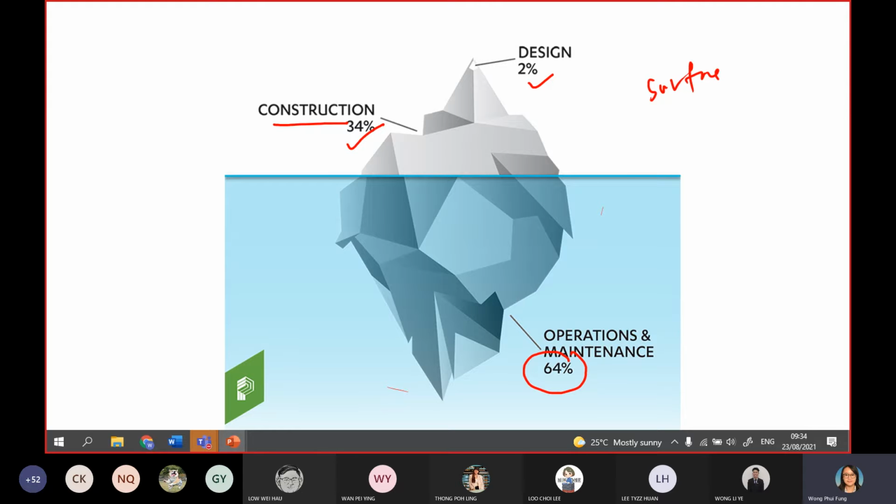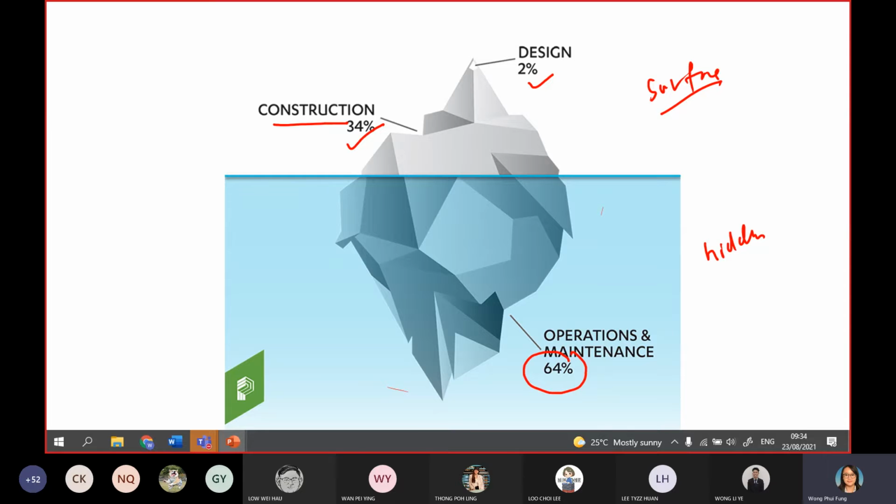So normally what we see is we only see the surface, the initial cost. We only say, hey, we want to cut down the construction cost. We want to cut down the design cost. So very commonly for a project, they only think about the surface. But based on the theory, we should also think about the hidden cost. The hidden, the underneath cost, the future maintenance cost actually form a larger portion of the cost as compared to the design and also the construction.